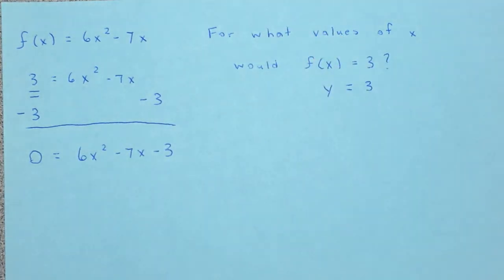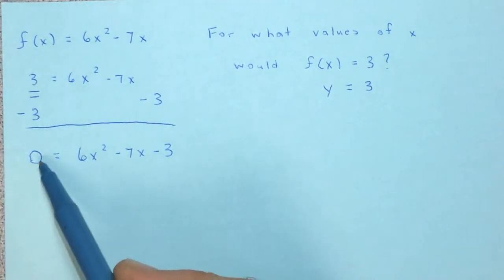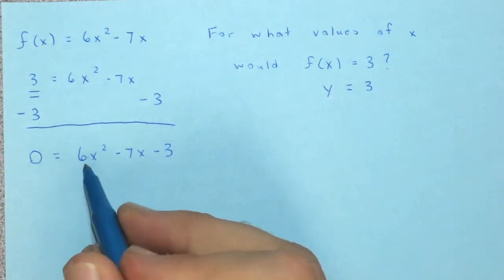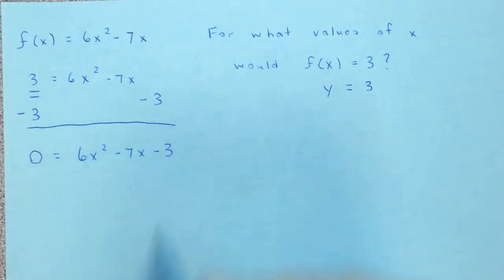And I know what you're thinking, because sometimes I'm smart. Not all the time. Actually, not most of the time. You're thinking, wait, Mr. Veenstra, this 0 is on the left-hand side. Does that matter? Nope. It's still equal to 0. I still got my x squared, my x, and my number still in standard form.